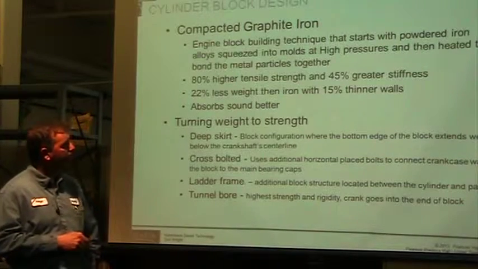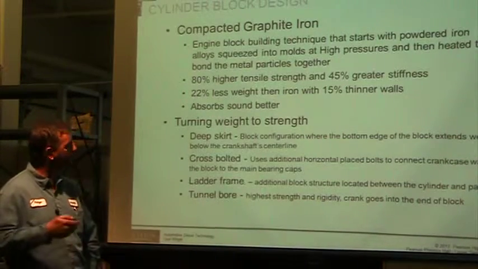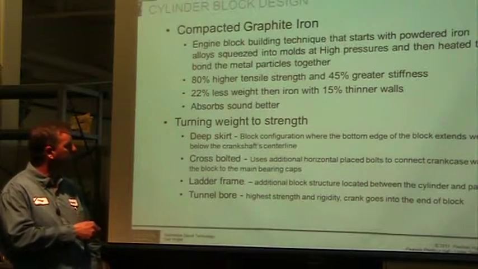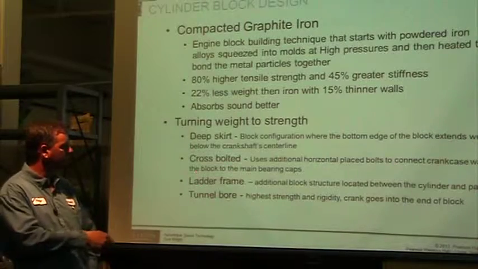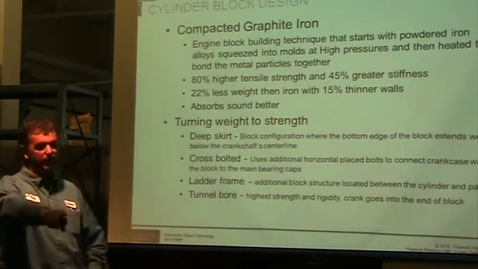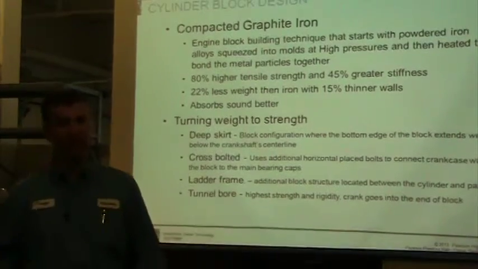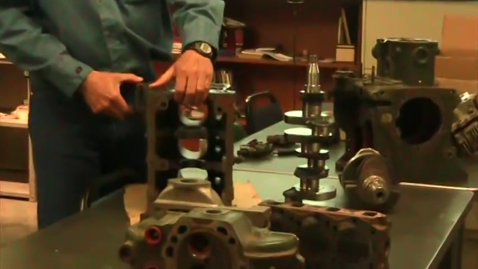Other things that we do to add strength to our blocks and reduce weight, we create deep skirts, cross-bolted ladder frames, and tunnel bores. So we're going to go look at these blocks here. The first one is a deep skirt. So this is an example of a deep skirt. This is a Mitsubishi engine.